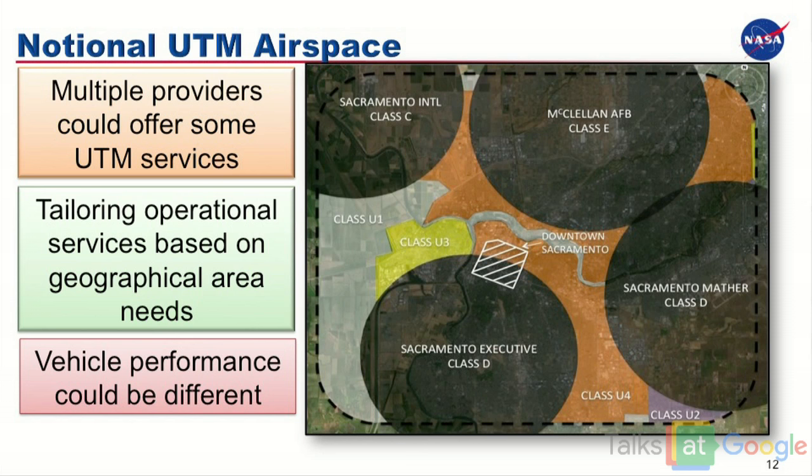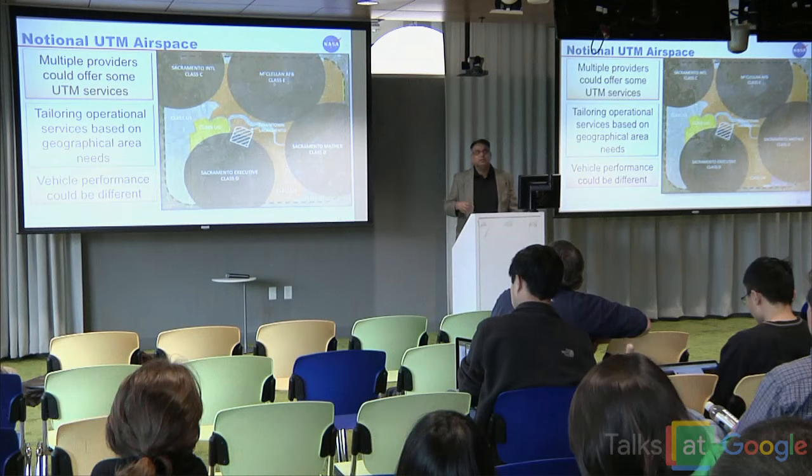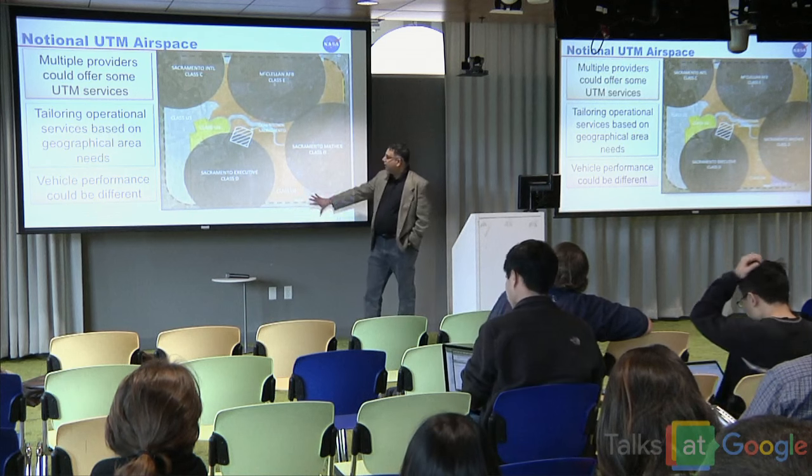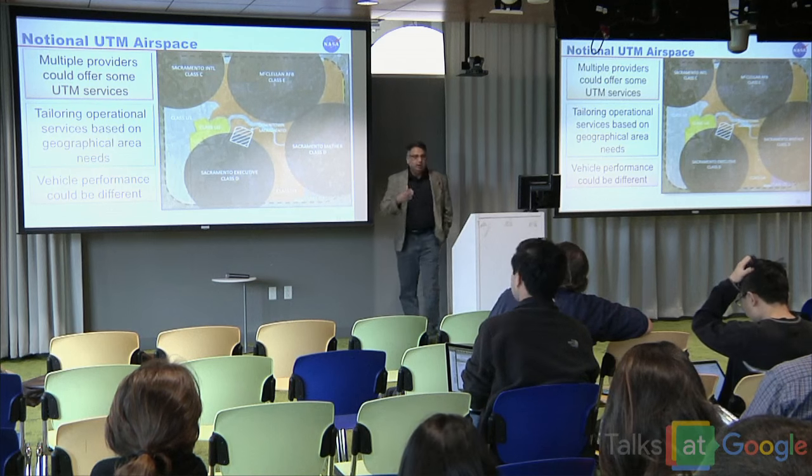You could have multiple operators, just like I mentioned before with internet service providers. You could have airspace service providers, and they could connect with each other through a common application protocol interface. So multiple providers could offer similar services. There could be some tailoring of operational services based on geographical area. This picture shows that if you are in a remote area or less congested airspace, you could get away with the build one or technical capability level one type of services. And if you are in a very congested urban airspace, you may need higher levels of technical capabilities and requirements on the vehicle as well as airspace operations. So that shows U4, which is the UTM-4 class of airspace.